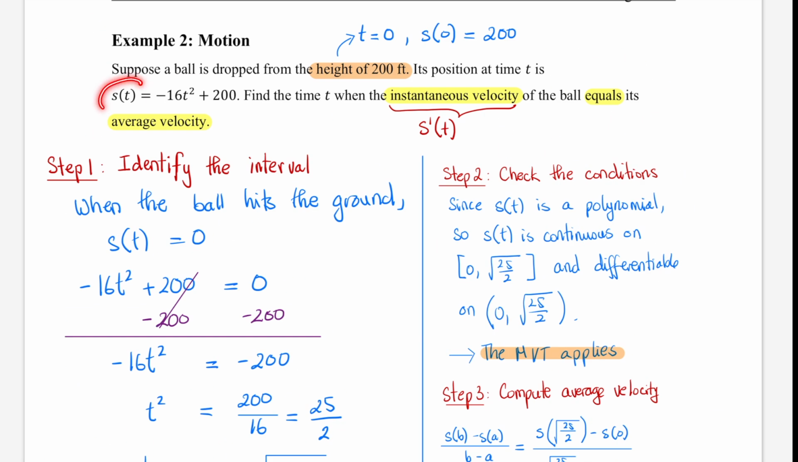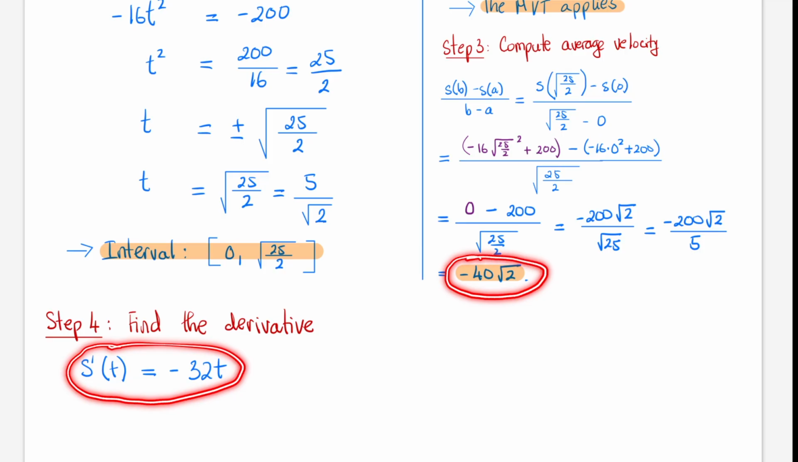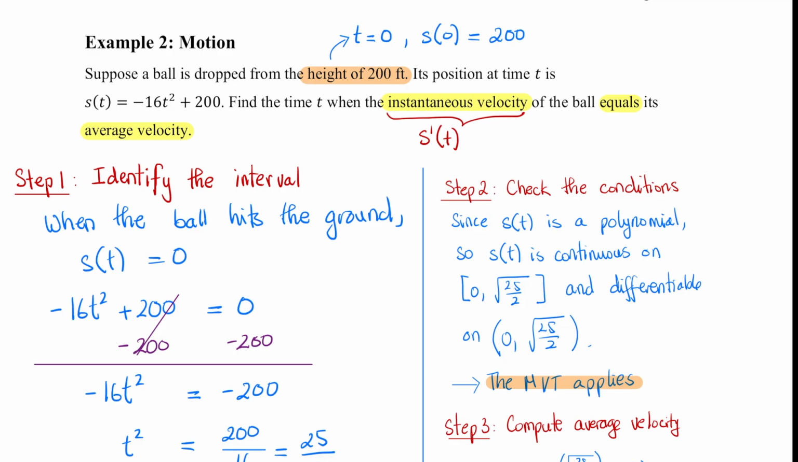S of t equals negative 16t squared plus 200. So S prime of t is negative 32t plus 0, which is negative 32t. So this is the instantaneous velocity, and this is the average velocity. Go back to the question. The question wants me to find t when the instantaneous velocity equals the average velocity.